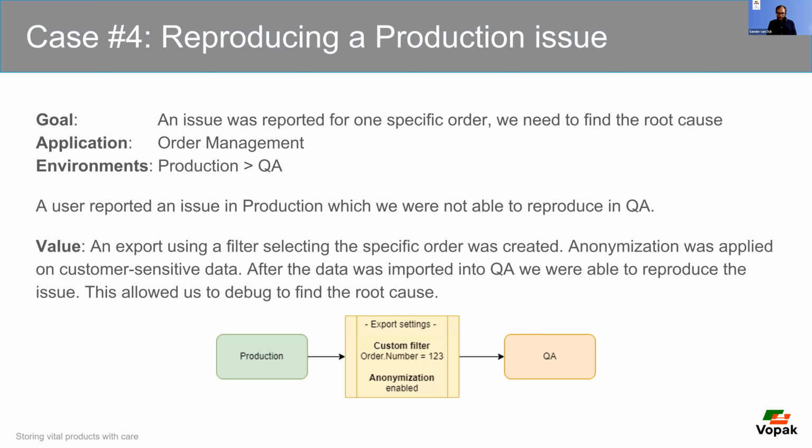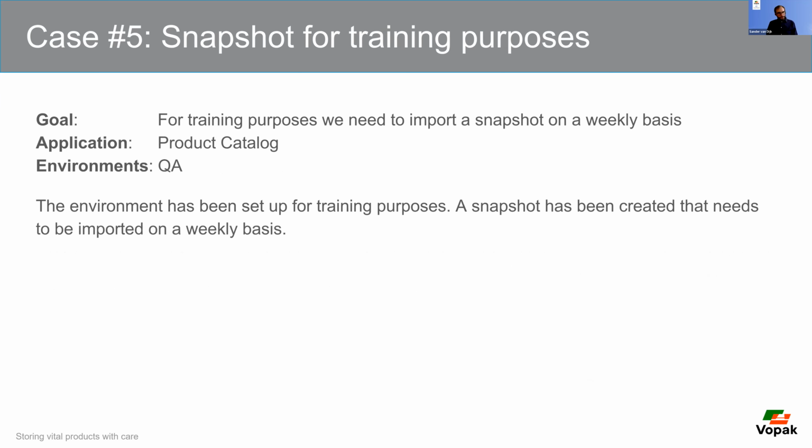With this filter and the anonymization applied, we were able to export the selected data and import it into the QA environment. We were able to start debugging the code and find the root cause. If you think of this process early enough, when there's an incident and you're unable to reproduce it, this will be a time saver. And also a snapshot for training purposes. Basically, an environment has been set up for training purposes.